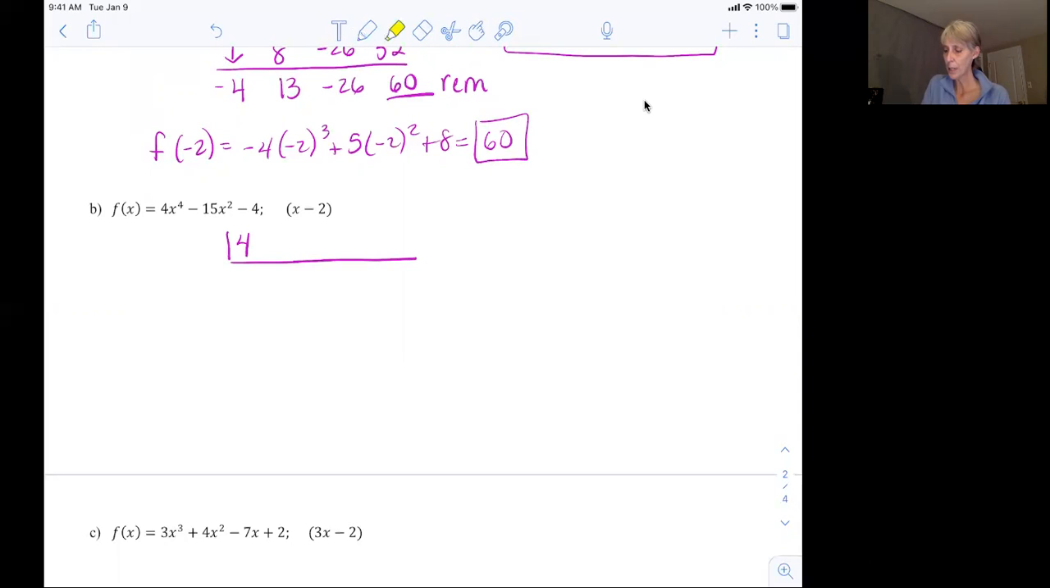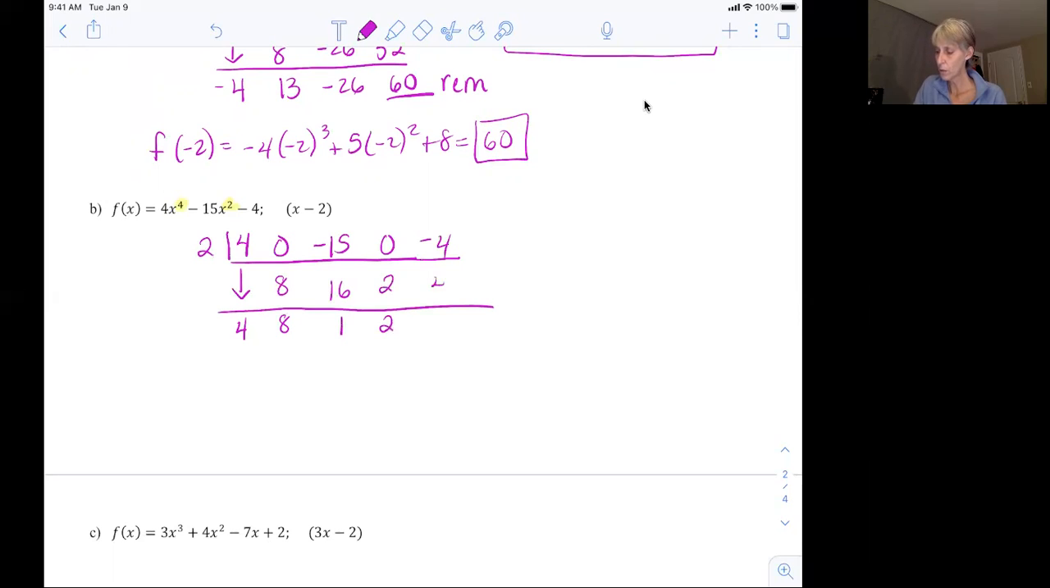Here I want to be careful because I go from 4 to 2, and then I have my number. So here I need to put a placeholder, a 0 for the x cubed term, -15, a 0 for the x term, -4. And the number I'm dividing out by is 2. So I'm going to put that value out front. Bring down your 4, 8, 2 times 8 is 16, -15 plus 16 is 1, 2, 2, 4, 0. Since my remainder is 0, that means it is a factor. Yes.